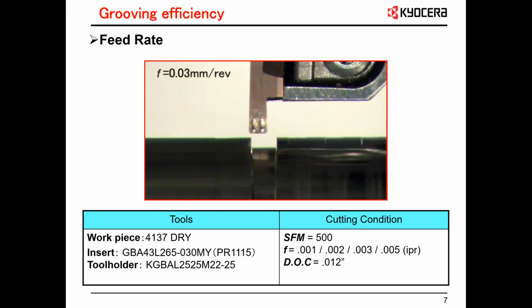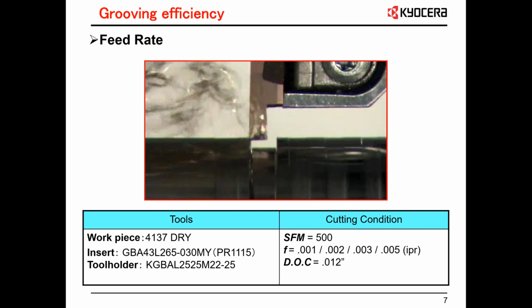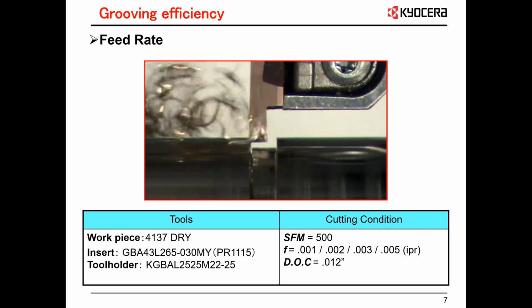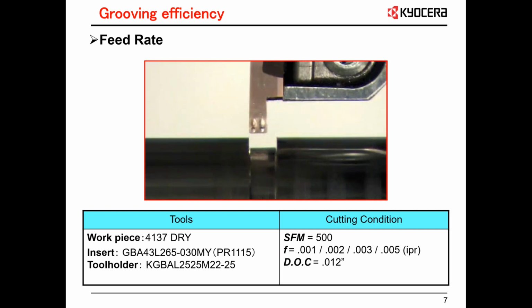So first at 1 thousandth per rev. Two thousandths.